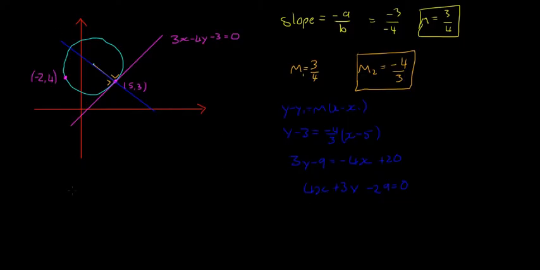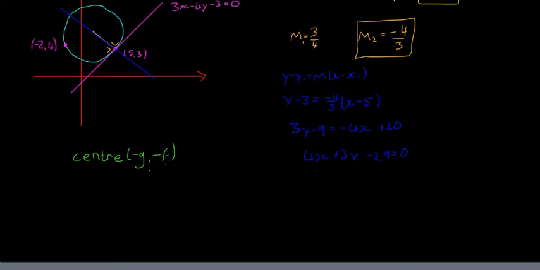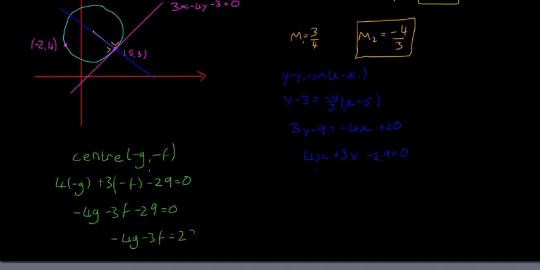So if we remember, the center point is going to be -g, -f. And if you know the equation of a line that goes to the center point, then what you're supposed to do is sub -g and -f into the equation for the center point. So we're going to have 4 by -g plus 3, and instead of y we're going to have -f, and then -29 is equal to 0. So we're going to have -4g minus 3f minus 29 is equal to 0, or else -4g minus 3f is equal to 29. Okay, I'm going to put a box around this. I'm going to call this one equation 3.